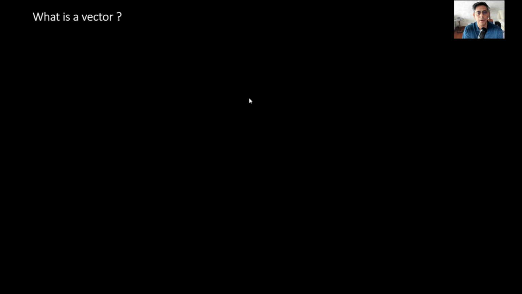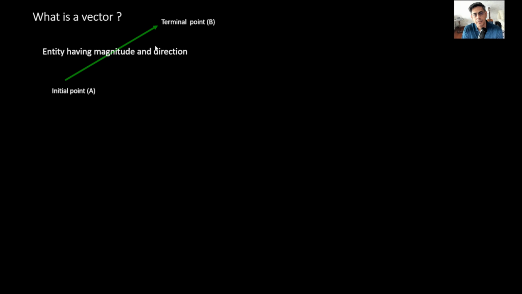We had some definition from our high school learning of what a vector is. We learned that it is an entity which has magnitude and direction. If there is a straight line with an arrow with the initial point as A and the terminal point as B, then it can be represented as vector x is equal to AB with an arrow on top.